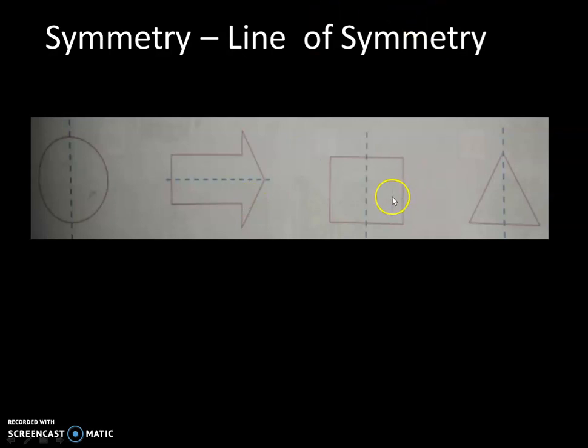So here if you fold this one also, you will get exactly the same shape, and this triangle also. So this line is the folding line, the line of symmetry. This line of symmetry is the folding line which gives you exactly the same overlapping figure, with no extras or nothing left over. So that is known as a symmetrical figure.